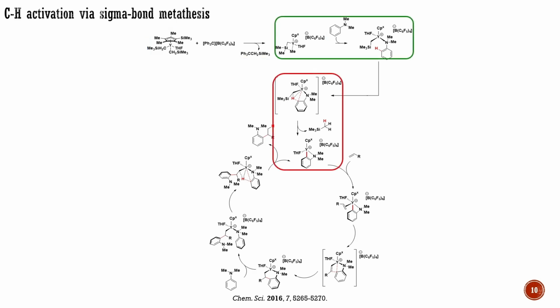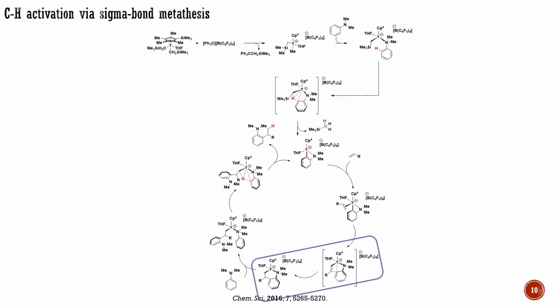This active catalyst initially coordinates to the nitrogen of the substrate, followed by CH bond cleavage via sigma bond metathesis. Subsequently, an olefin coordinates to the generated complex, initiating a Heck-type insertion through a process quite similar to sigma bond metathesis. Next, the generated intermediate undergoes ligand substitution with another molecule of aniline, resulting in this intermediate.